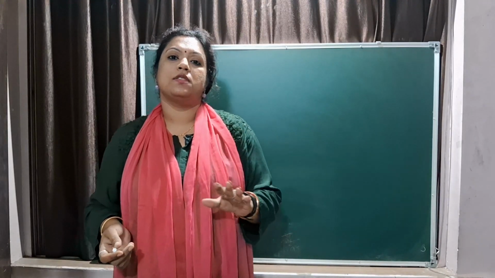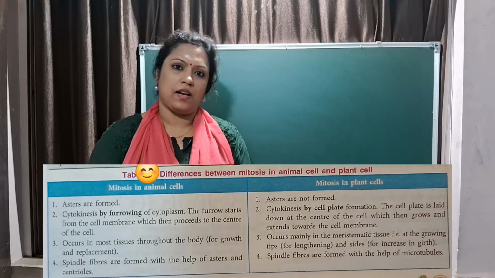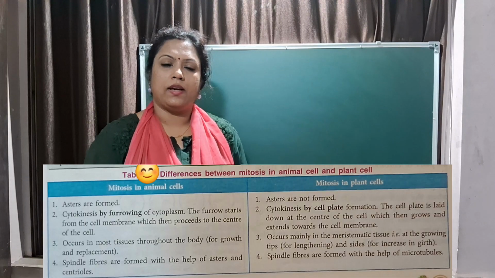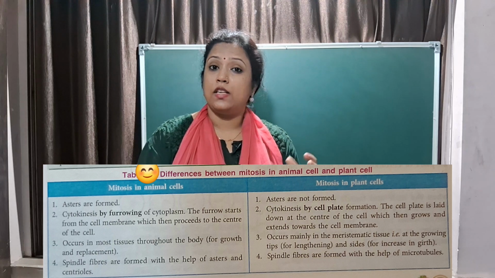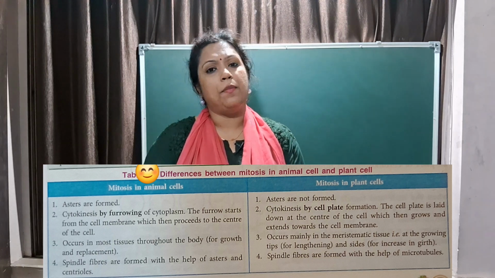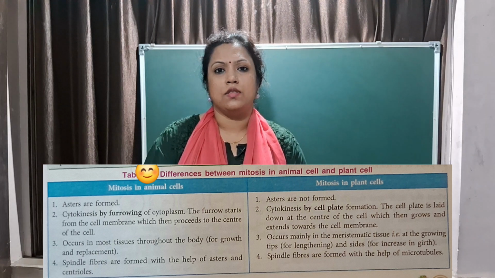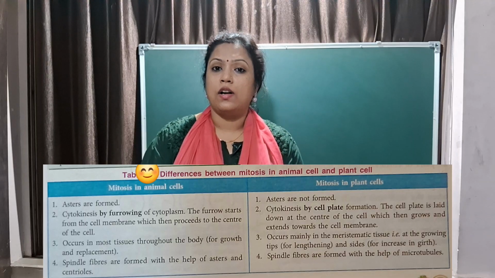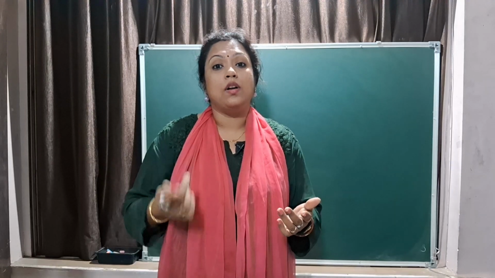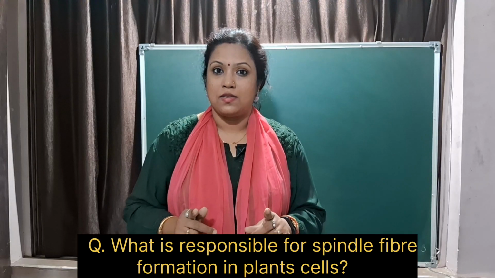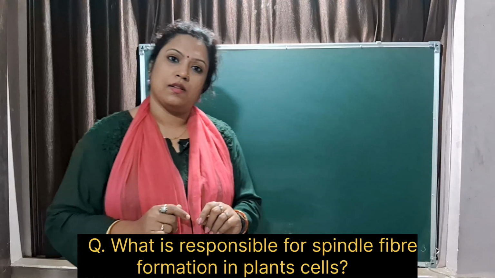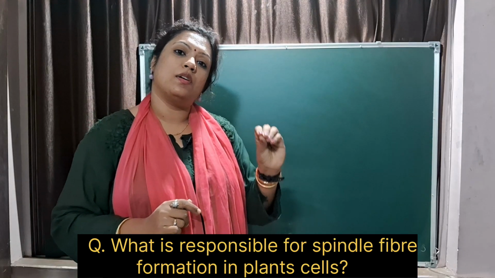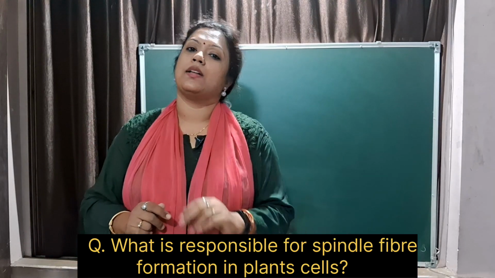Now, there is a difference between mitosis in plant cells and animal cells. As I was drawing the diagram, I told you that centrioles are a unique structure of animal cells, and plant cells do not have centrioles. So, if plant cells do not have centrioles, then what helps in the synthesis of spindle fibers? I have told you the answer. Let me see who all remember it. Put the answer in the comment section. How is the spindle fiber formed in the plant cells?